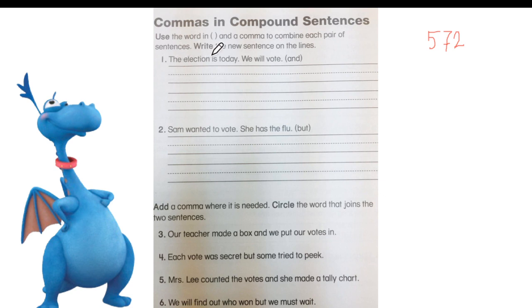The election is today. We will vote. Join the two sentences with the word and. Don't forget the steps. Step number 1, change the period into a comma. Step number 2, add the conjunction word. Step number 3, change the capital letter into small. Did you do it? Let's check.